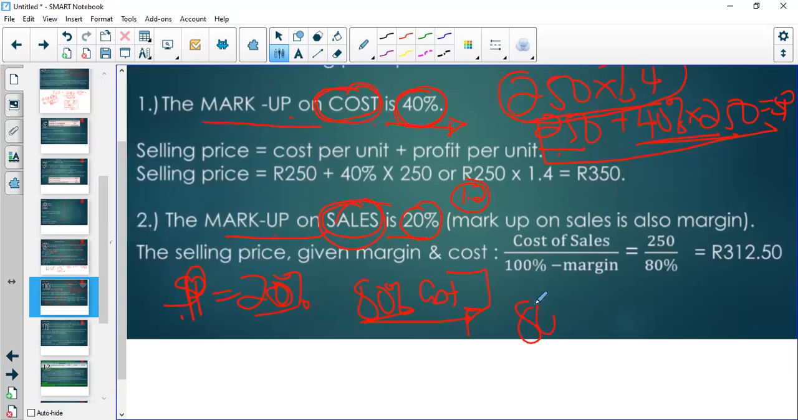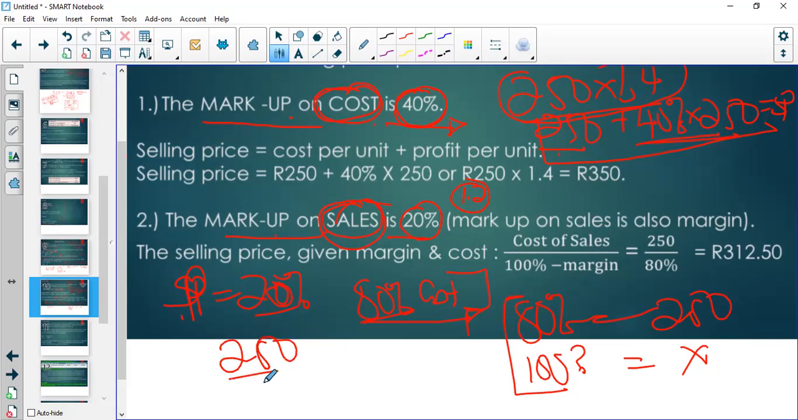my 80% is going to be equal to 250, right? Then I need 100%, which is the selling price, is equal to what? So I can do the manipulations there, and I end up with 250 over 80%. So this is going to be the selling price. So there's a lot of manipulations that you can do there.